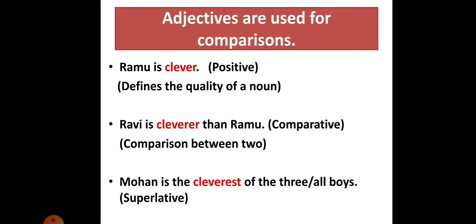But if you look at the second example, Ravi is cleverer than Ramu. Here there is a comparison between Ravi and Ramu. Two persons are compared. So you need to make a point here. Whenever two persons or things or places are compared, you are supposed to use a comparative form of an adjective. And look at the third example. Mohan is the cleverest of the three or all boys. Here I have used the superlative form of the adjective, cleverest. And here more than two persons are compared. When I say Mohan is the cleverest of the three, the comparison is not between two but more than two. So Mohan is the cleverest of the three, or Mohan is the cleverest of all students. You can say it in either way.